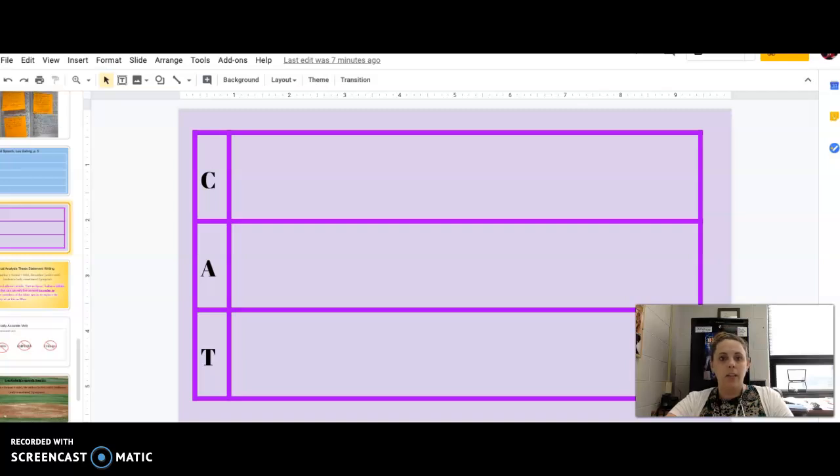Okay, because that's going to lead us into this step, which is really about writing a topic sentence or a thesis statement, depending on if what you're writing is going to turn into a paragraph or what you're writing is going to turn into a longer essay.